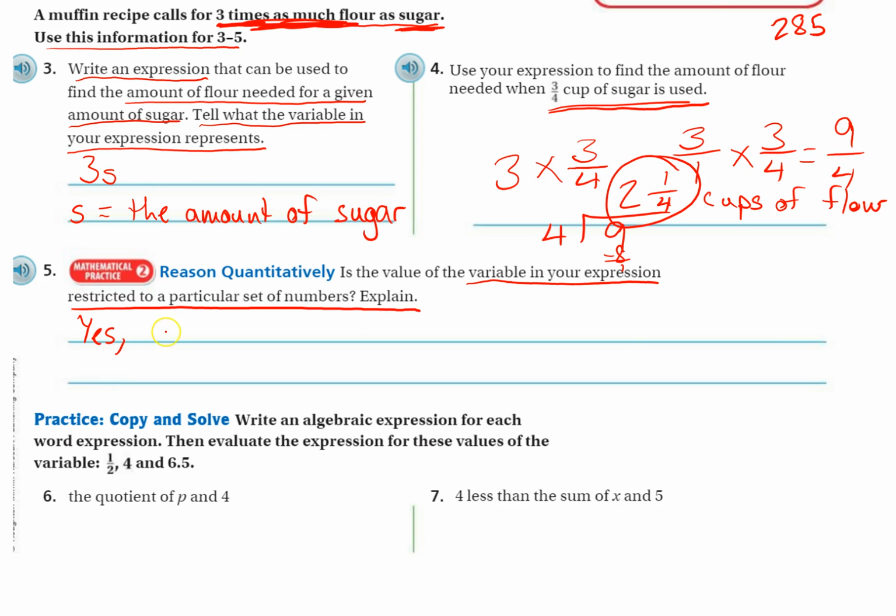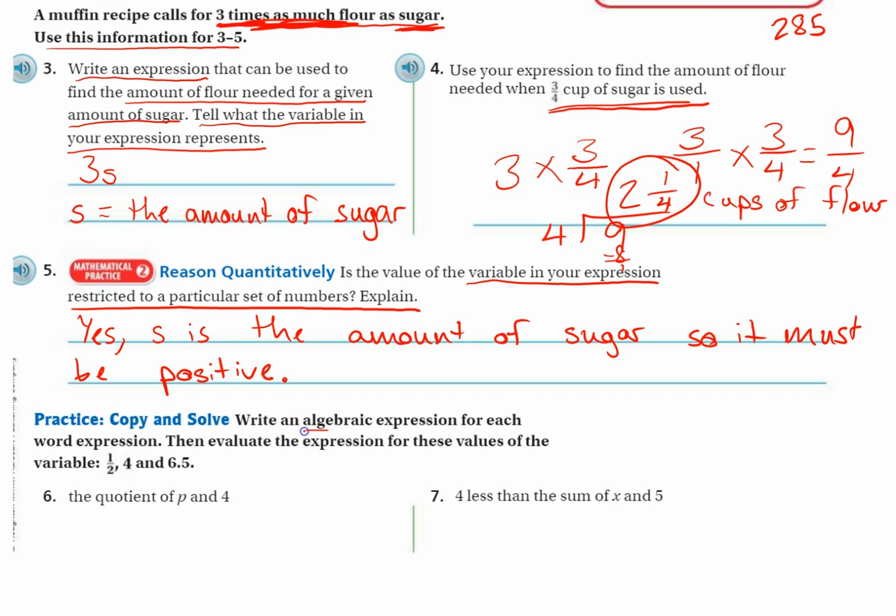And we'll say S is the amount of sugar. So it must be positive. Okay, we can't have negative sugar. All right, practice, copy, and solve.